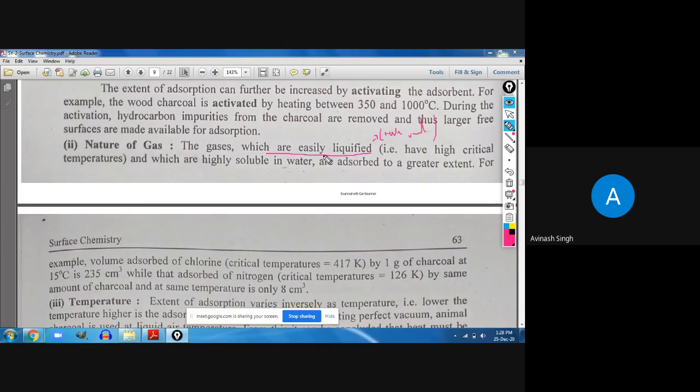Now gases which are more easily liquefied, which means which are more real, which means which have more interactions, and obviously they are more capable of forming interactions, will adsorb to a greater extent. Is this clear? Yes sir. Okay.